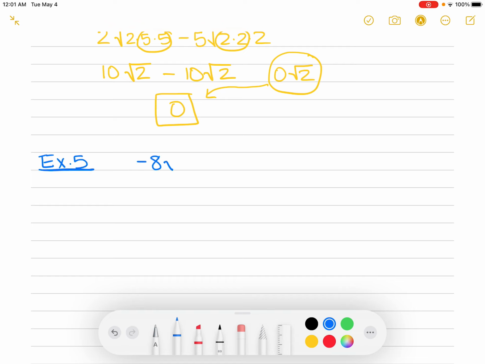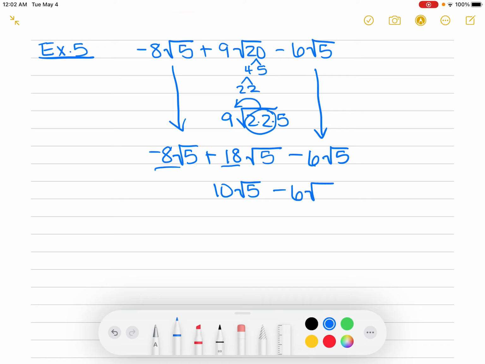So I have negative 8 times square root of 5 plus 18 minus 6 times square root of 5. So when I put these first two together, I'm going to get 10 times square root of 5. Then I still have the minus 6 times square root of 5. So that's going to give me 4 times square root of 5. So you see I'm just doing these first ones. 10 minus 6, that gave me 4. And the square root stayed the same. And there's my answer. And that's all you have for this lesson.